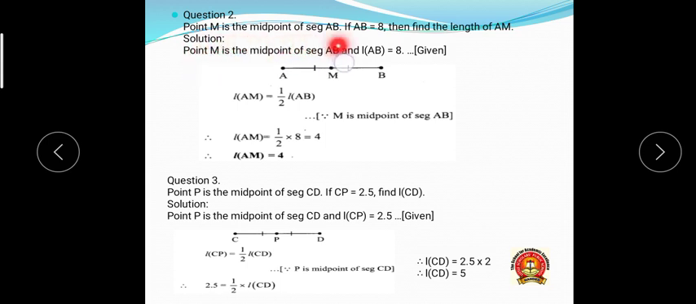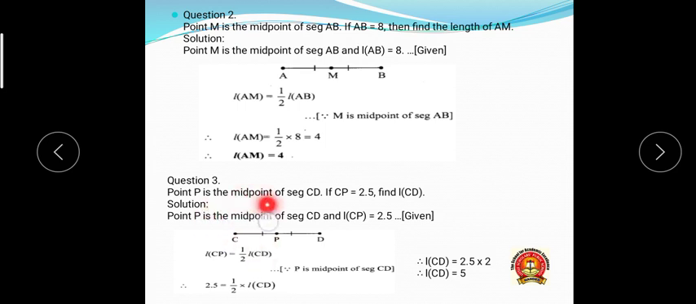Point M is the midpoint of segment AB. M is a midpoint, which means it is equidistant from the endpoints. Therefore AM is equal to MB. If AB is equal to 8, the total length of the segment is given, that is 8, then find the length of AM. Obviously the length of AM is half of the length of AB, because M is the midpoint of the segment. In geometry, mentioning the reason is very important. So the length of AM is equal to half of 8. It is equal to 4.